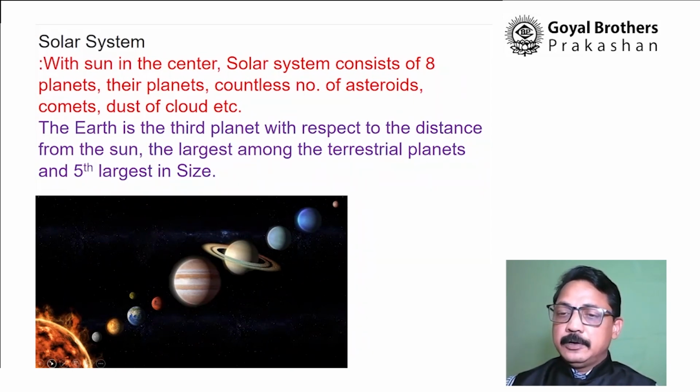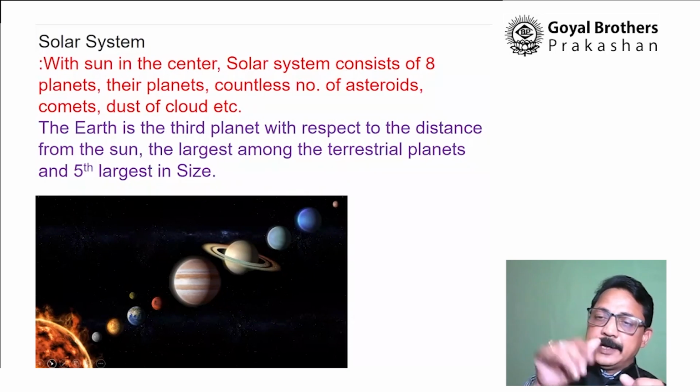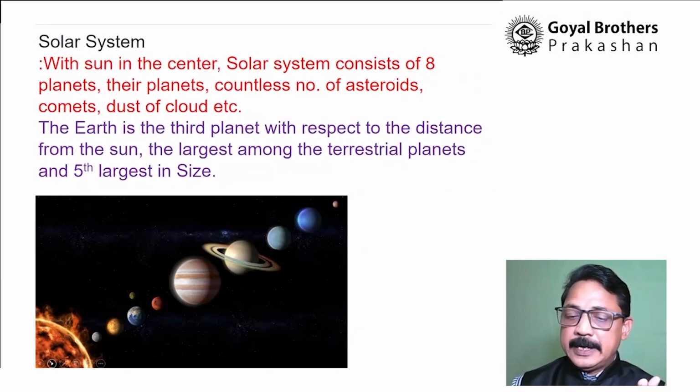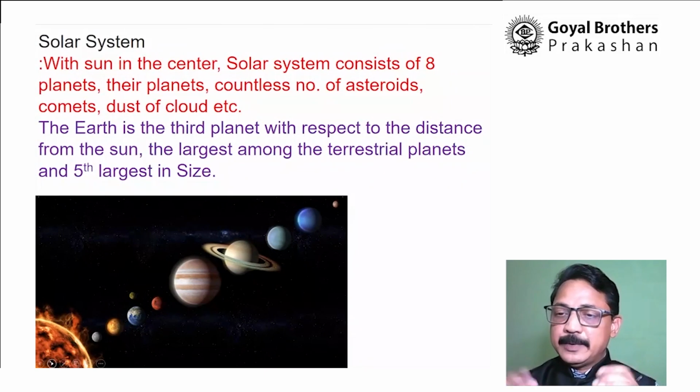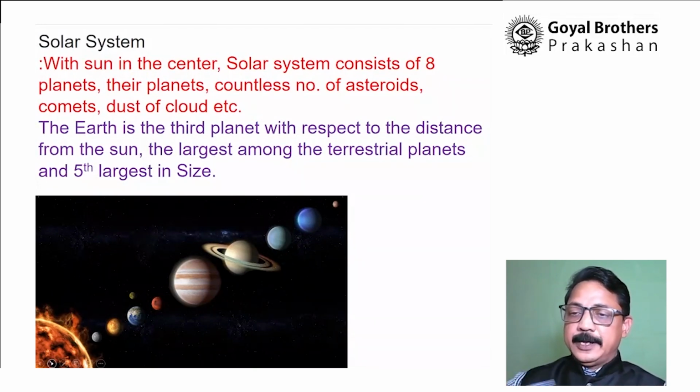Please remember, our Earth is the 5th largest planet. And please remember, Earth has land, Venus has land, Mars has land, and Mercury also has land on it. Such planets which have land, we call terrestrial planets. Among these terrestrial planets, which are 4 in number, Earth is the largest, whereas the other planets don't have land, they are gaseous planets. And of course the largest, you must be knowing, is Jupiter.